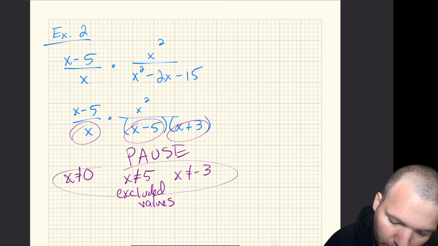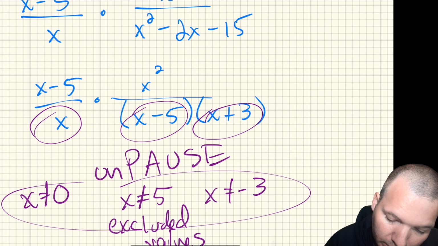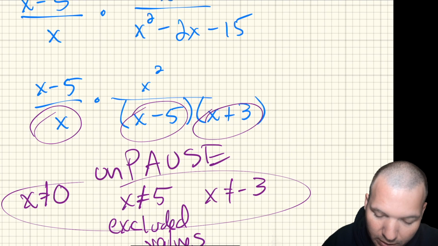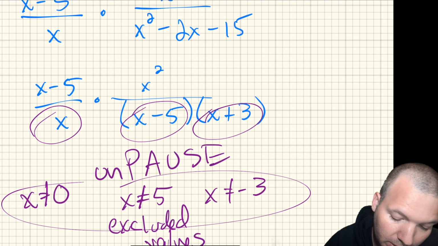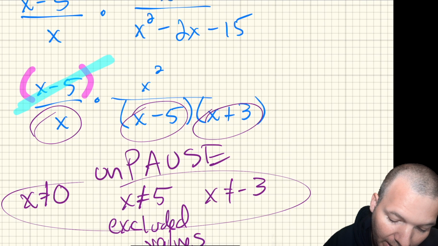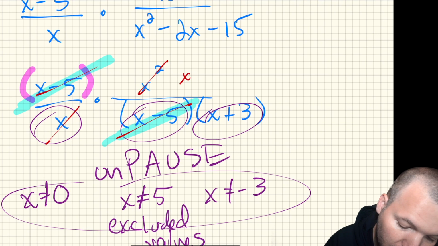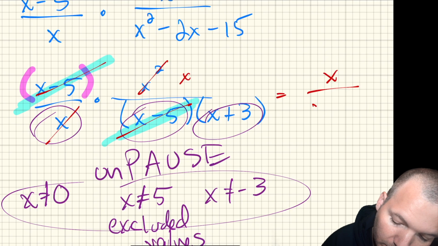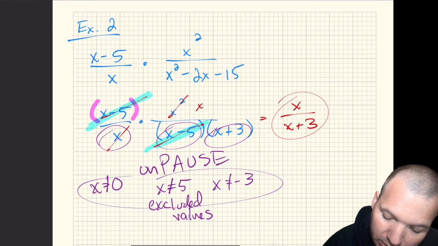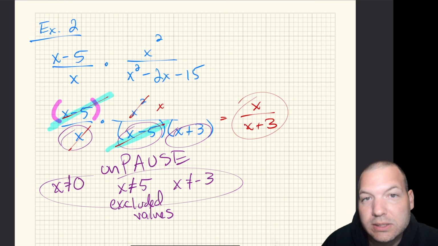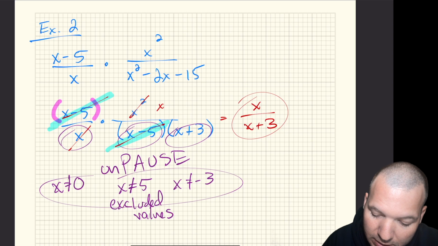All right, and now we unpause, right? So let's go back in here. And do we see anything top and bottom that would cancel? And the answer is yes, right? Now that we have a whole factor, x minus 5, it's going to cancel with this x minus 5. We also have things like x squared and x, which we've already seen cancel because they're just monomials. And that's why this expression simplifies down to x over x plus 3, excluding when x is 0, when x is 5, and when x is negative 3.